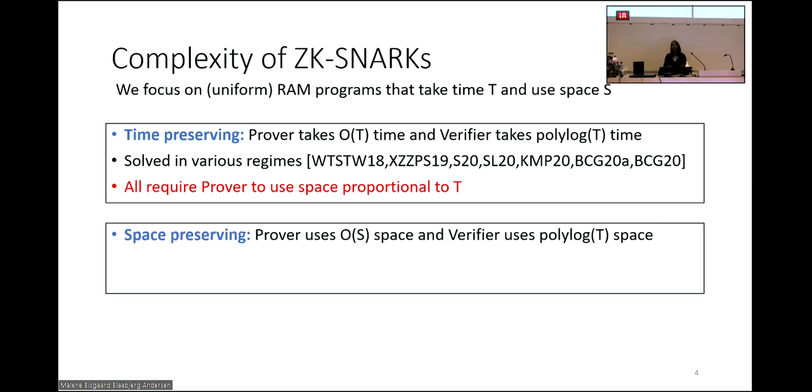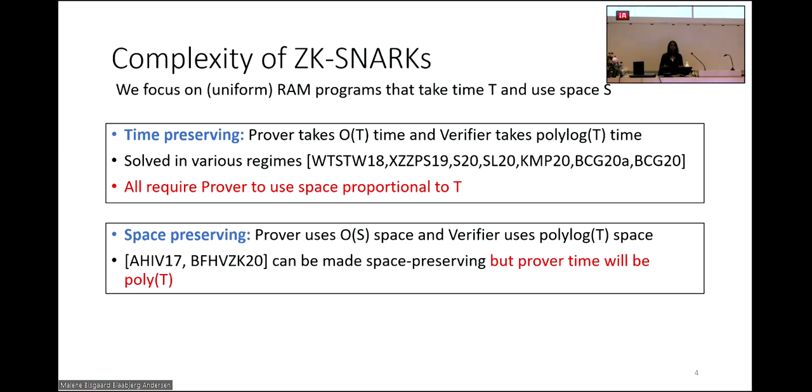On the other hand, you have works that are space preserving. The prover space is s, which is the same as the underlying RAM program, and the verifier space is succinct, it's polylog t. So we can adapt the works of Ligero and Ligero++ to ensure that the final space is just order s, but the downside here is the running time of the prover becomes polynomial in t.